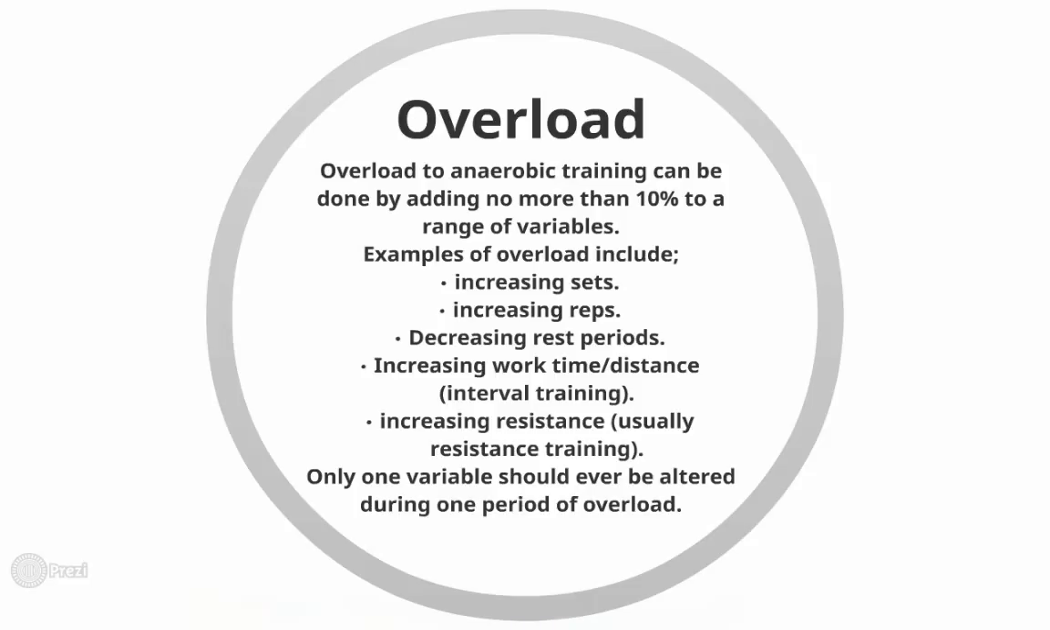Overload to anaerobic training can be done by adding, again, no more than 10% to a range of variables. Examples of overload here include increasing the number of sets, increasing reps, decreasing rest periods, increasing work time or distance in things like interval training, or increasing resistance, which is usually associated with resistance training. Only one variable should ever be altered during one period of overload.